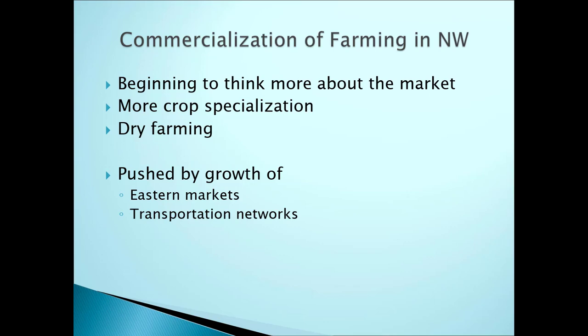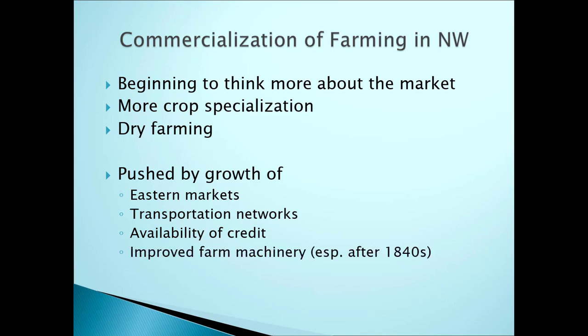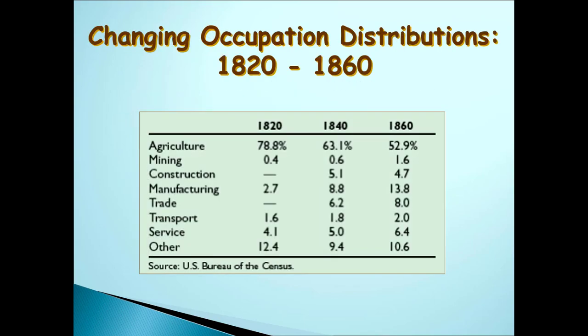You've got transportation networks now. You've got railroads across the country. You've got good canal systems. Transportation networks are great right now. And the availability of credit, which is something we haven't had too much of before. Improved farm machinery, and we saw that, new things are coming, the reapers and plows made out of steel now instead of out of wood, especially after the 1840s.